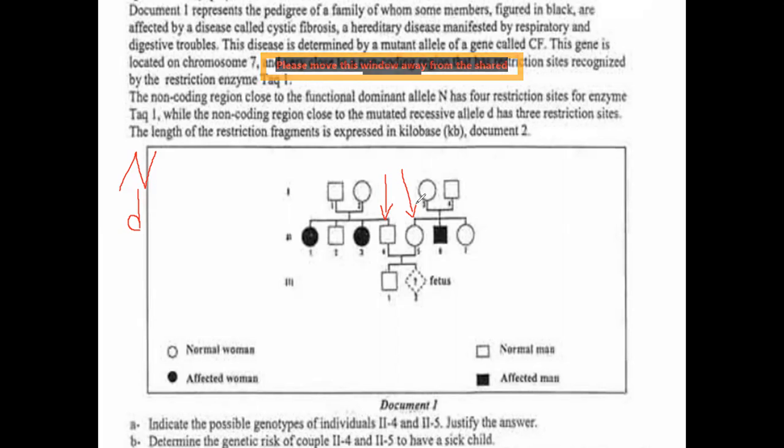So first of all, I think they are normal. So sure, 100% they have the allele N capital, since it's for the normal. But the second allele, is it N capital or d small? D small. Why? Justify your answer.